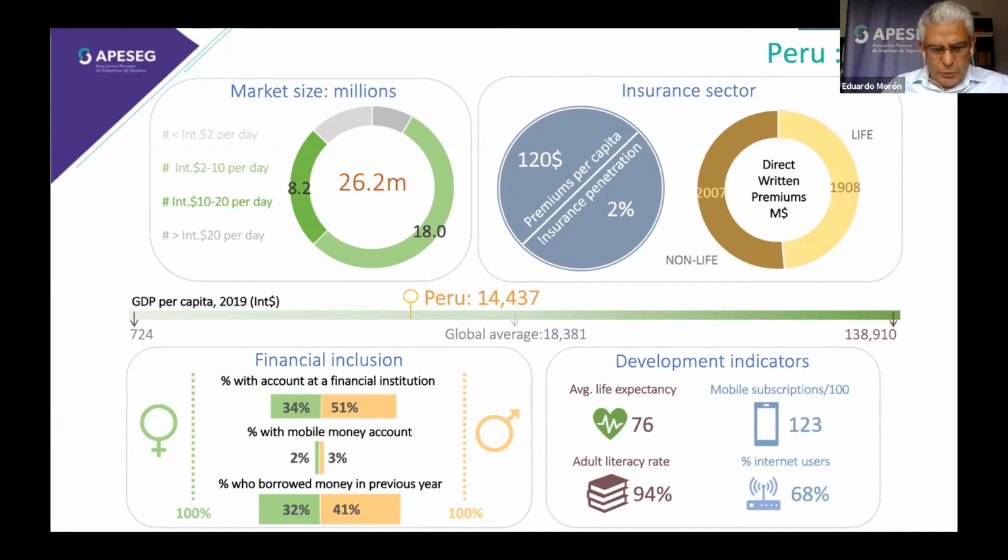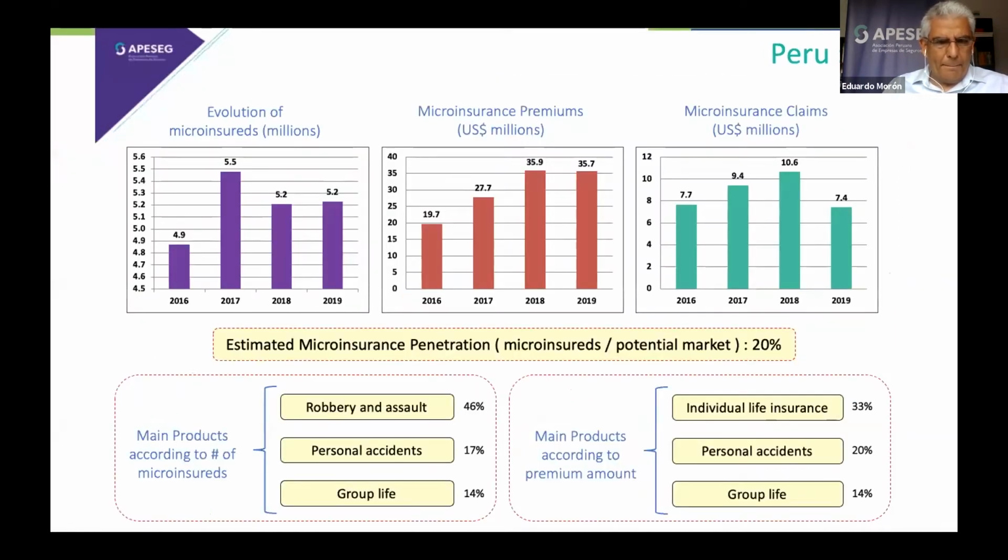Can you switch to the second slide, please? Okay, this is more a close look at the microinsurance sector. What you see is that we have more or less 5 million clients out of a total of 30 million in the whole population. The premiums are just 36 million dollars. That's a little bit less than 1% of the total premiums in the whole insurance market in Peru.